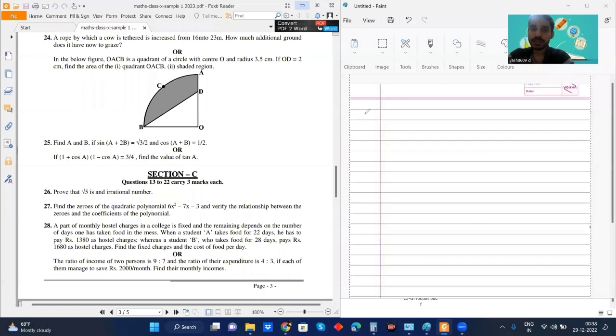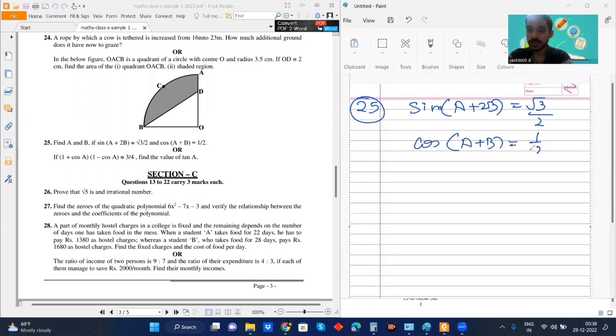Next, question number 25. Find AB if sine of A plus 2B is equal to root 3 by 2 and cos of A plus B is equal to half.